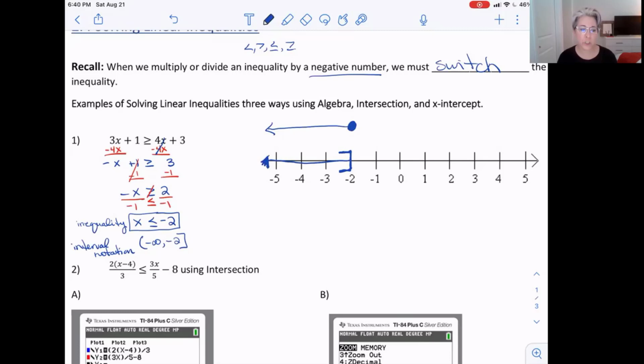Now, for some of us, if you're still struggling with interval notation, graph it on the number line first and look at the endpoints. It ends here at negative 2, starts way over here at negative infinity. Negative infinity is never included. So we always use parentheses and then everybody in between. So you have your endpoints always left to right. So if that helps you, graph it first, then write your interval notation.